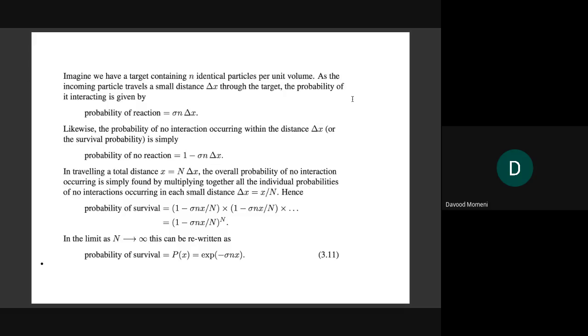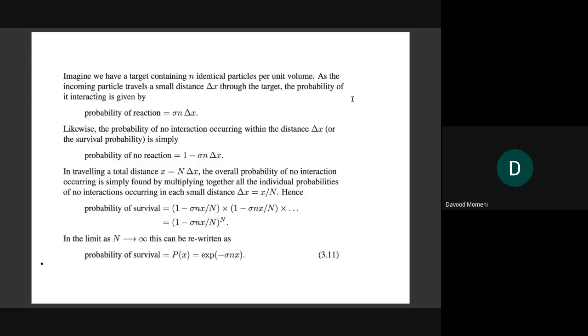To make a model for the probability of reactions, we consider a target, and this target has n particles per volume, so the number density of the target is n. If the attacking or incident particles come to the targets after traveling a distance delta x, then the probability of the interaction is given by this expression. This is the definition of the probability of interactions.